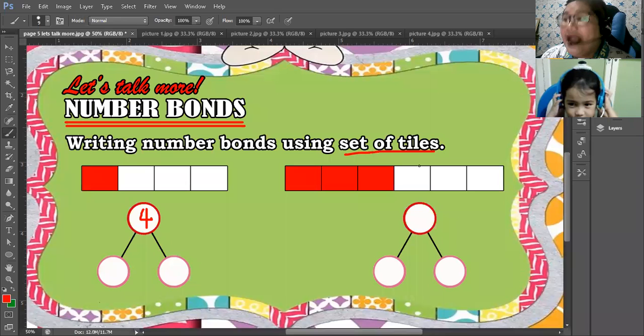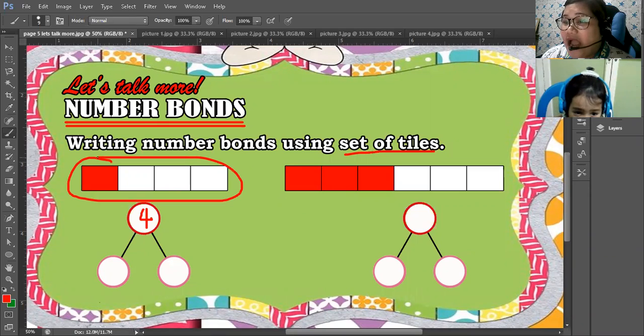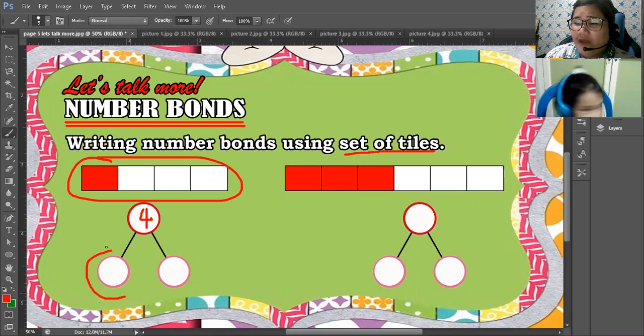Yeah, Zoe, how many red tiles can we see here? Red tiles. How many red tiles? One. Teacher Kalai, one. Yeah, you're right. You write one red tile here. Just write number 1. Marunong na mag-write?